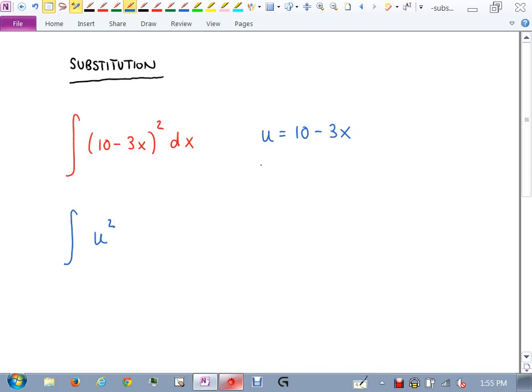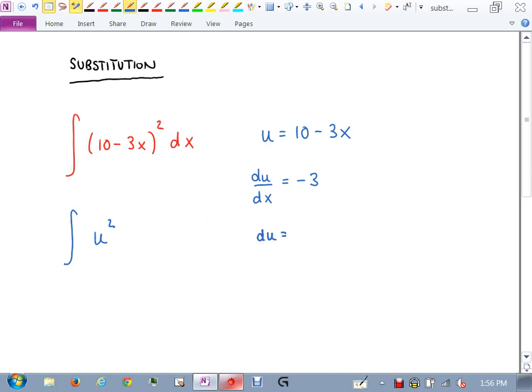Okay, so watch this. What is the derivative of the left side? du/dx. I'm using Leibniz notation. What's the derivative of the right side with respect to x? Derivative of 10 is 0. Derivative of negative 3x is negative 3. Do you see this little new equation that I got from differentiating both sides? Do you see that it has a du in it? Do you see it has a dx in it? Do you see I'm trying to go from dx to du? Watch what I do now.